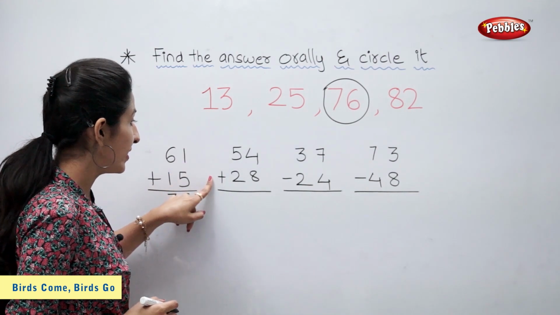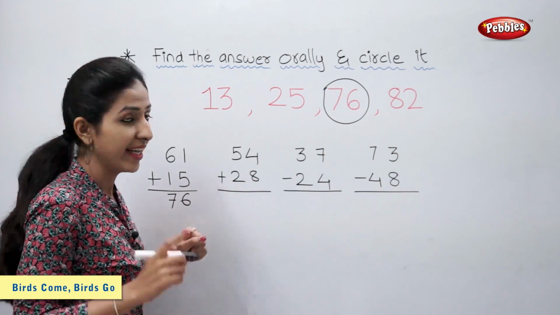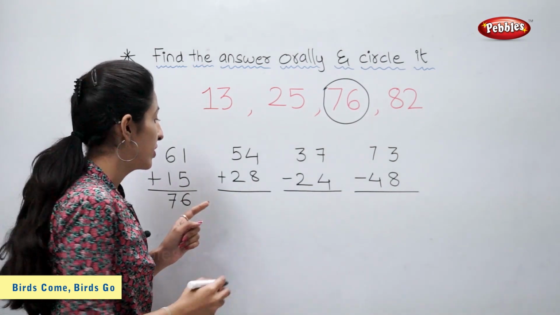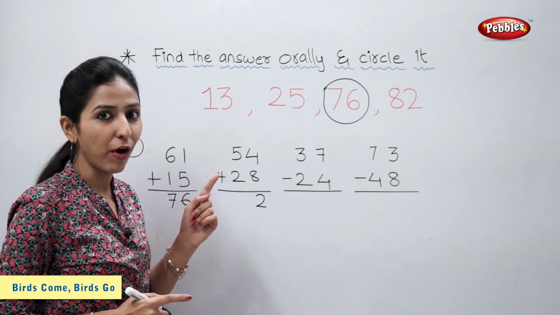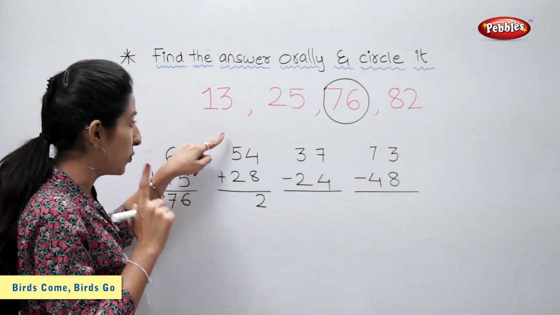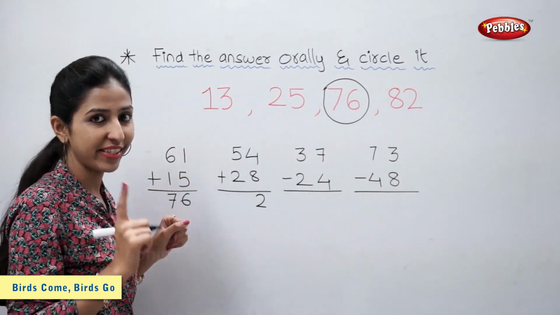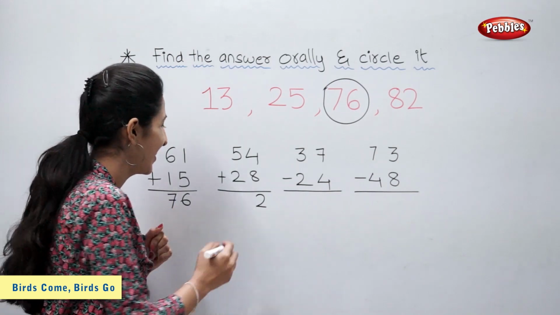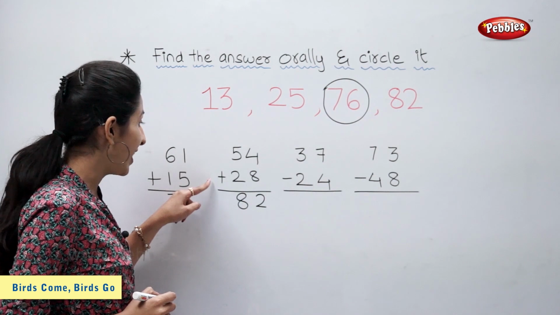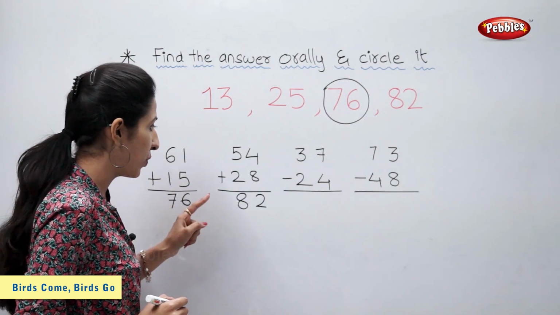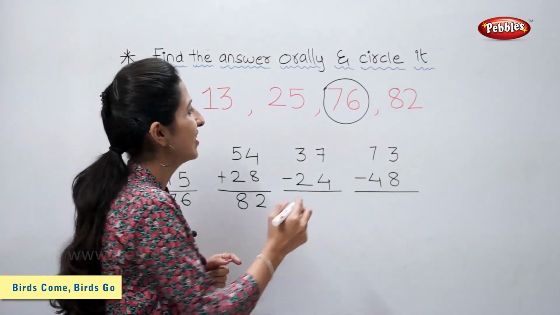54 plus 28. 4 plus 8 is 12. So 2 here, 1 carry forward. Carry forward 1 plus 5 plus 2 is equal to 8. So 54 plus 28 is equal to 82. Let's circle 82.